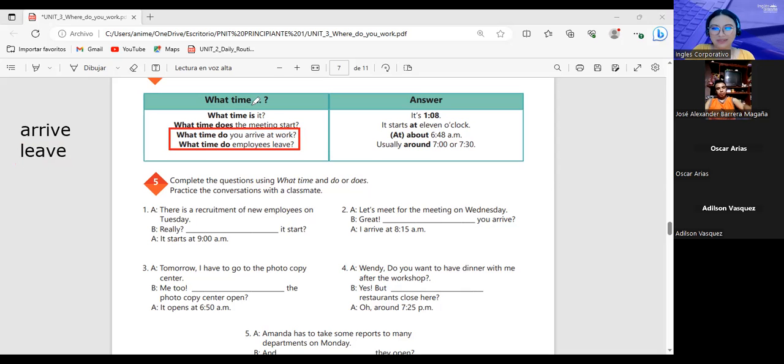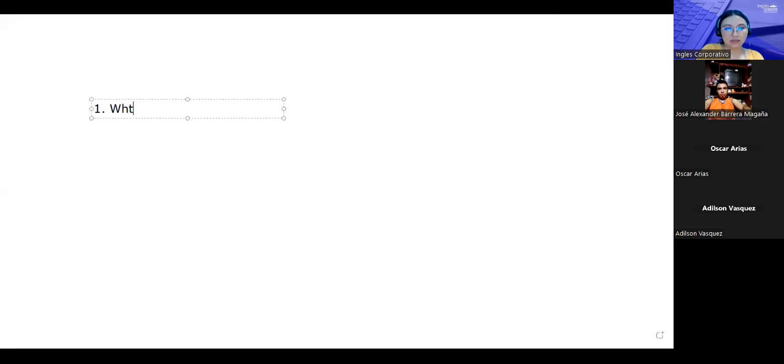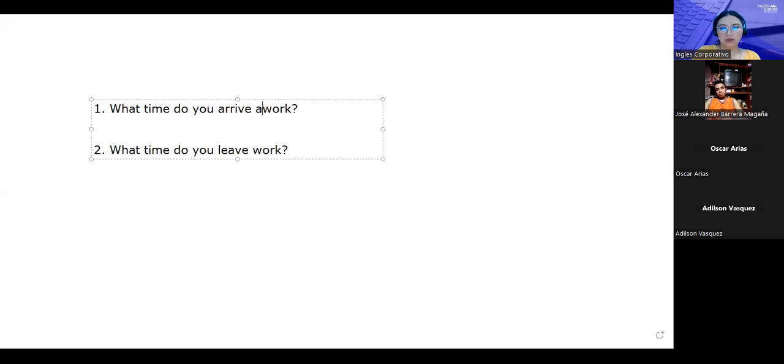What time do you arrive at work? What time do you leave work? Practiquemos esta. What time do you arrive? What time do you leave? ¿Sí? Para que me den su información personal. Question number one. It says, what time do you arrive at work? And question number two, what time do you leave work? Podríamos dejarlo así también. Arrive work, leave work. ¿Sí? Hace referencia a su lugar de trabajo.